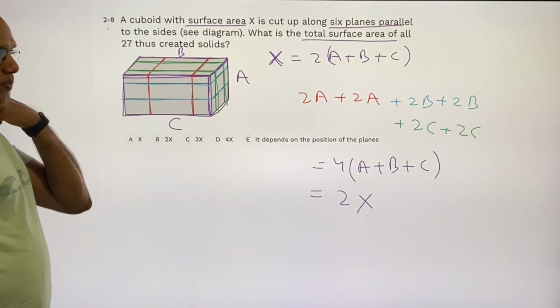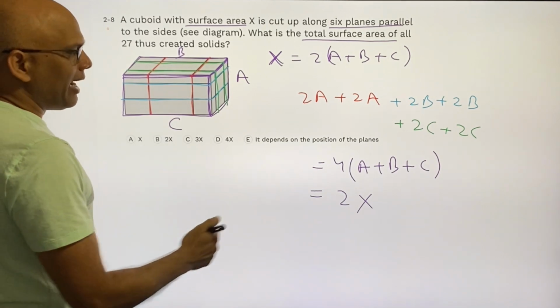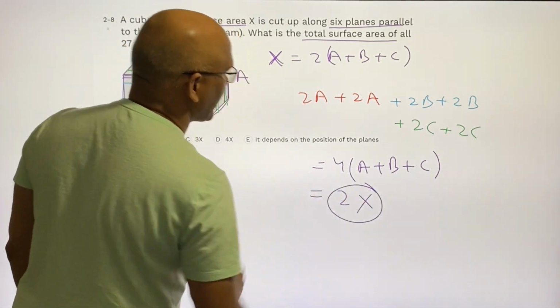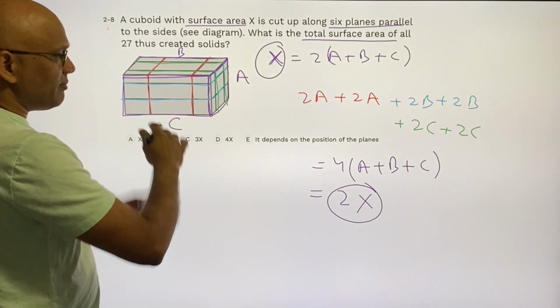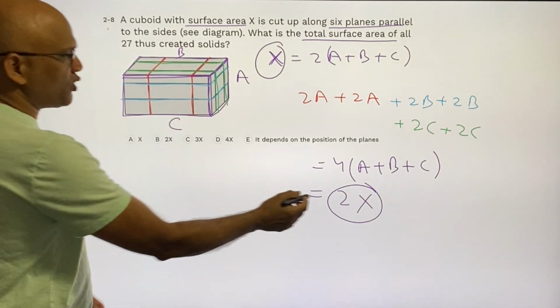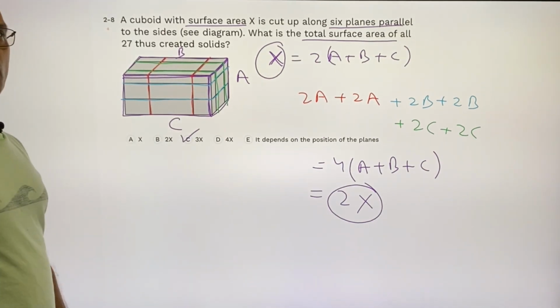So by making these 6 cuts, I have exposed 2X extra area, and the original area was X. So the total after making all the 6 cuts is 2X plus X, that is going to be 3X. So C is the correct choice.